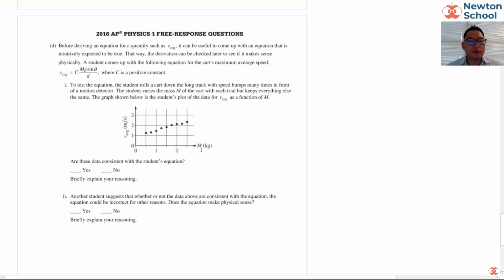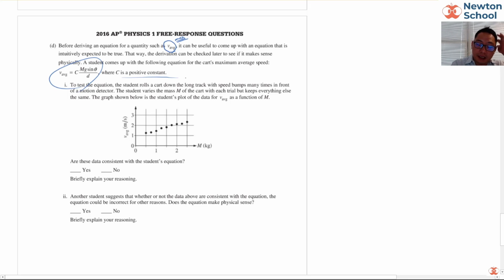Before deriving an equation for a quantity such as V average, it can be useful to come up with the equation to try and find the V average. I think we're talking about V average max, right? Maximum V average between the bumps. The derivation can be checked later to see if it makes sense physically. Sira comes up with the following equation for the car's maximum average speed.